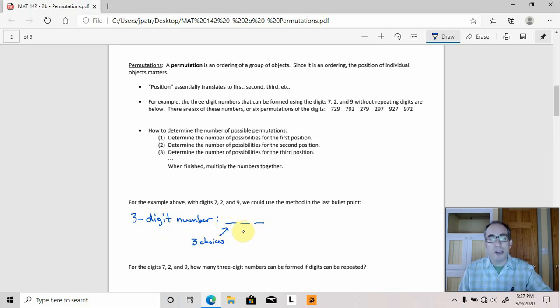But if there aren't any repeats allowed, then in the second position, you'd only have two choices, right? Because let's say hypothetically the two goes here in the first slot. Then you couldn't reuse the two in the second slot because you can't have repeats. So it would have to be either 7 or 9. That's two options, right? So here you'd have two choices. And then once two of them have been used up, you're only going to have one left, right? Like if the two was here and the nine was here in the second position, then in the third one, you've got to use the 7. There's nothing else left. So when you get down here, you only have one choice.